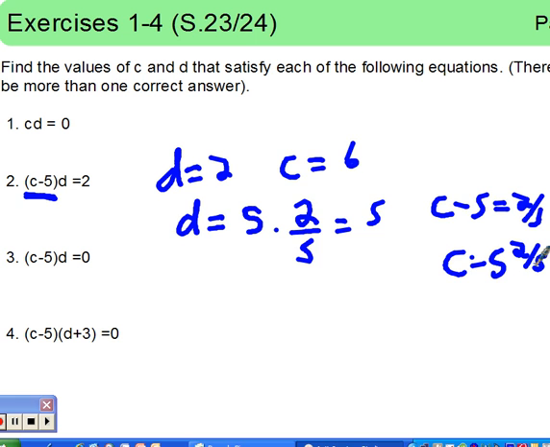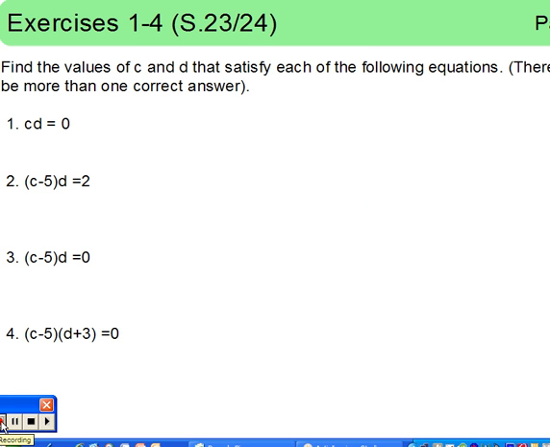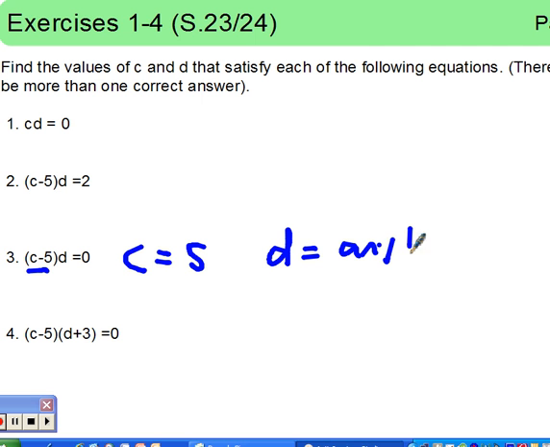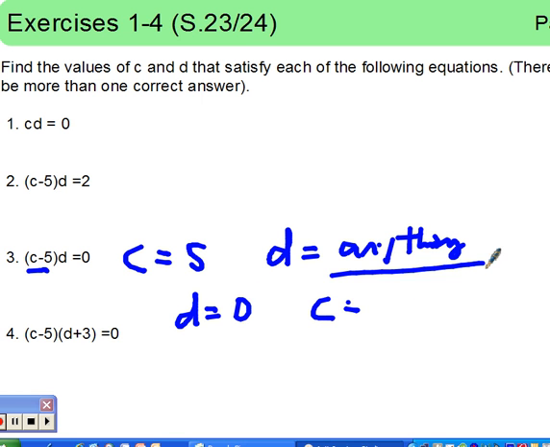Go ahead and think about number 3 and press pause. Okay, so if C equals 5, then this would be equal to 0. Then D can be equal to anything. Or if D is equal to 0, then C can be equal to anything as well. Go ahead and press pause for number 4.